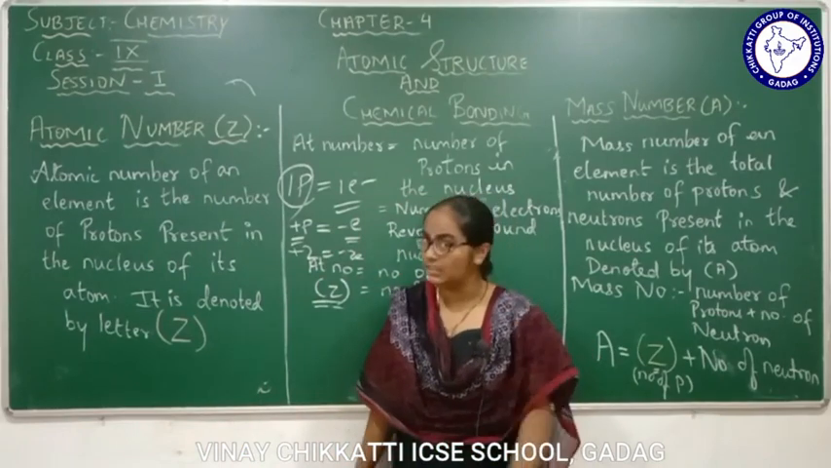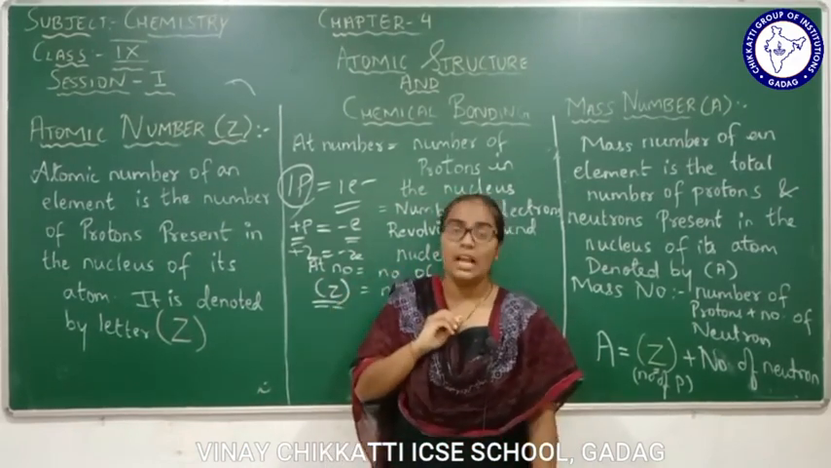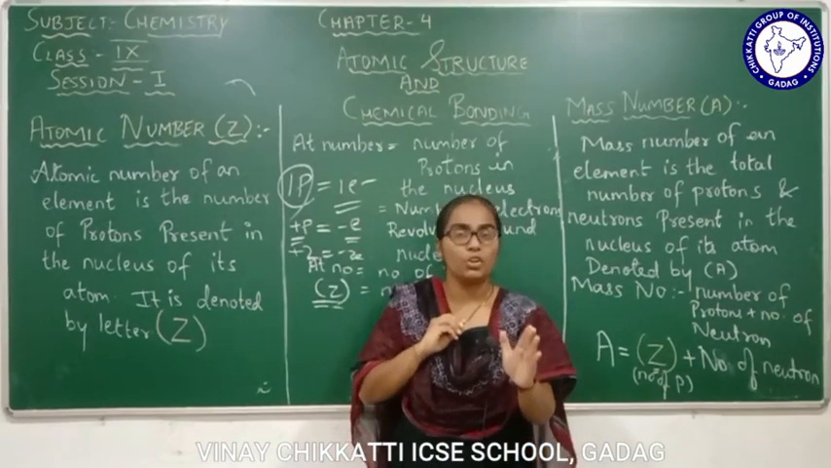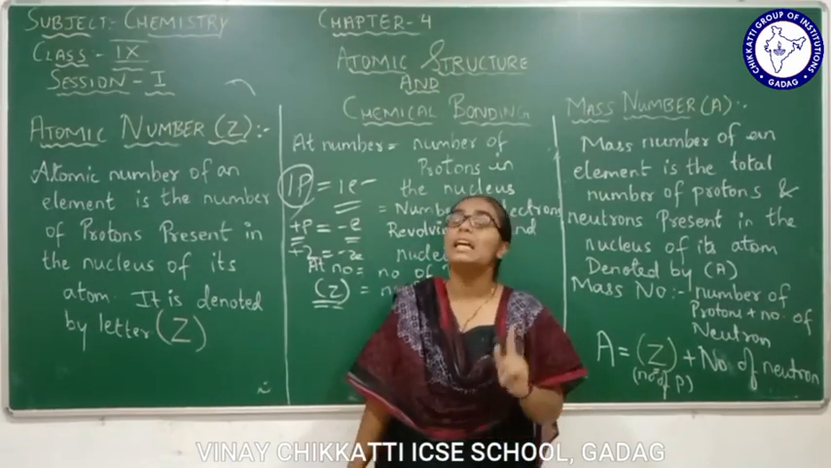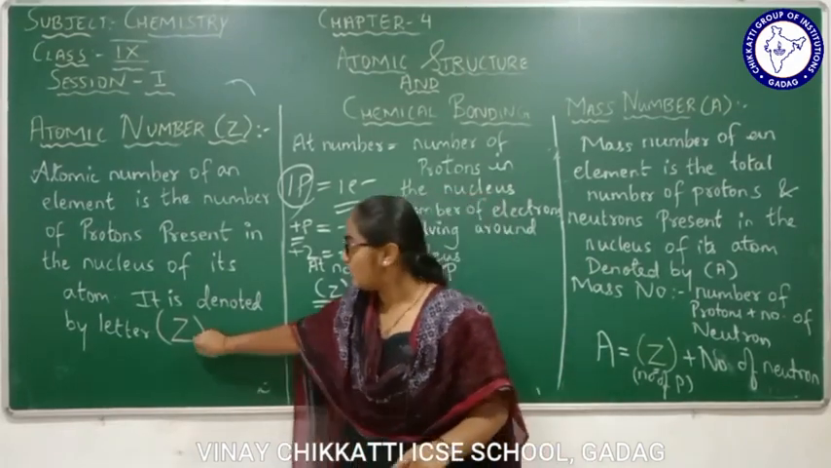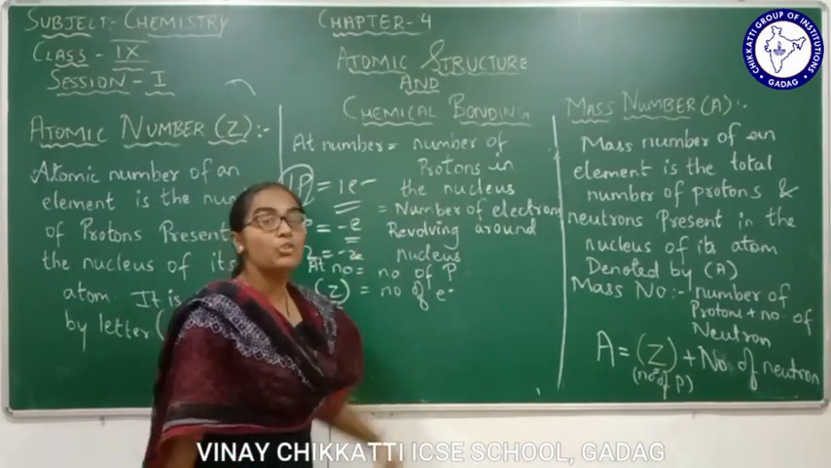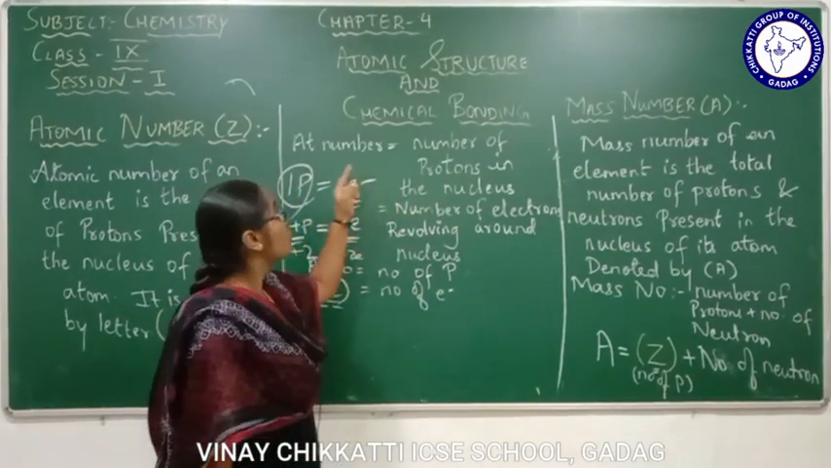Atomic number is nothing but the number of protons present inside the nucleus, and we know that the number of protons will be exactly equal to the number of electrons in an atom, right? So it is denoted with the symbol Z, and you have to write it in this manner when you are solving the numericals.